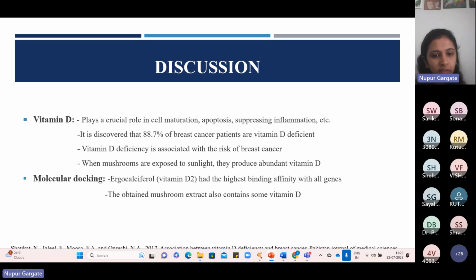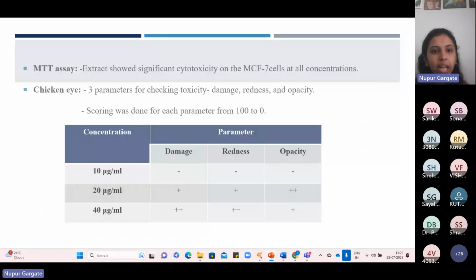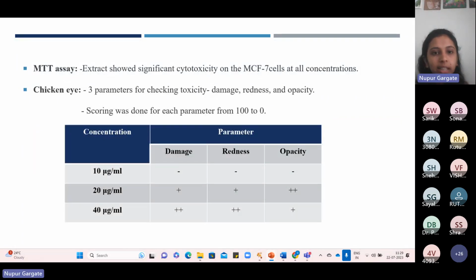Molecular docking revealed that ergocalciferol, or vitamin D2, had the highest binding affinity with all the genes, and the obtained mushroom extract also contained some vitamin D. In MTT assay, the extract showed significant cytotoxicity on all the MCF7 cells at all concentrations.